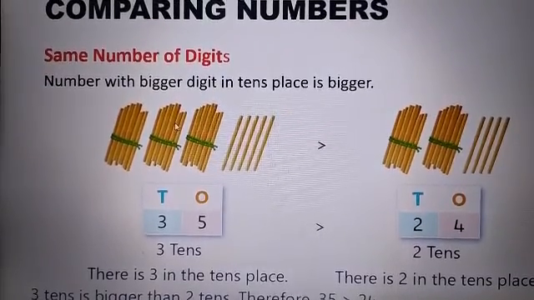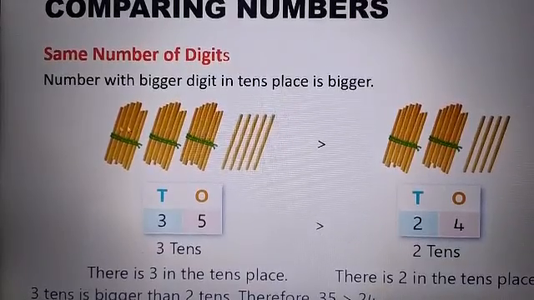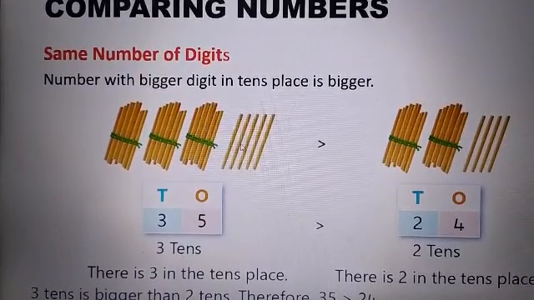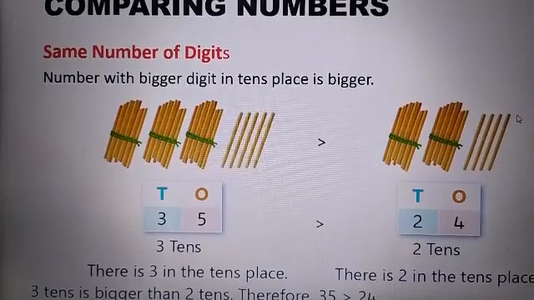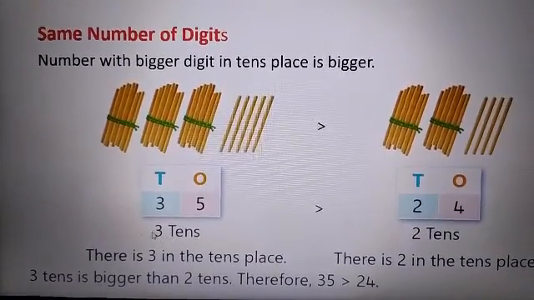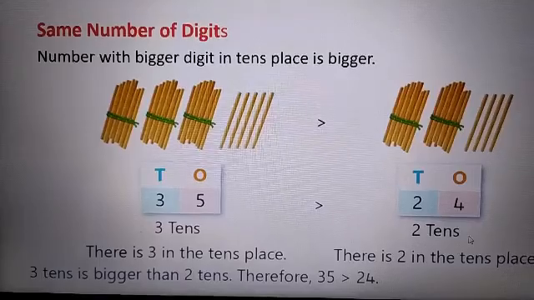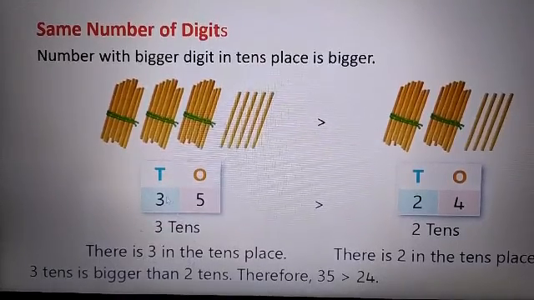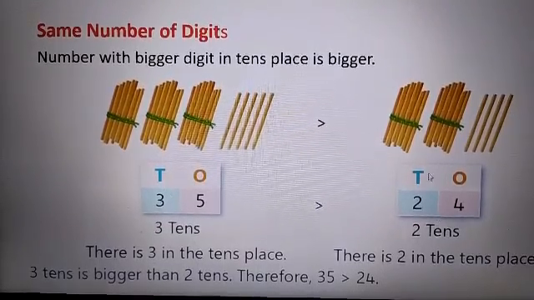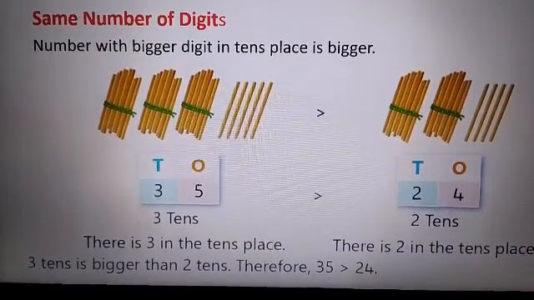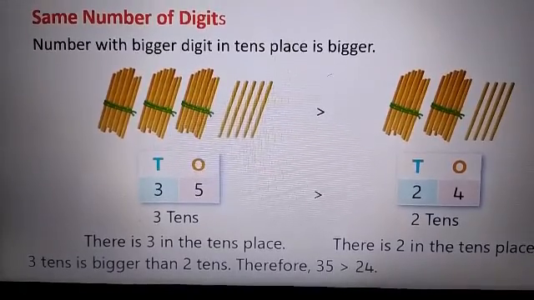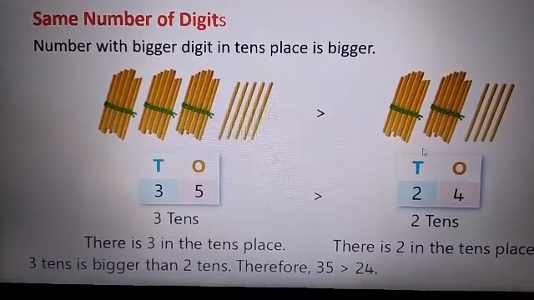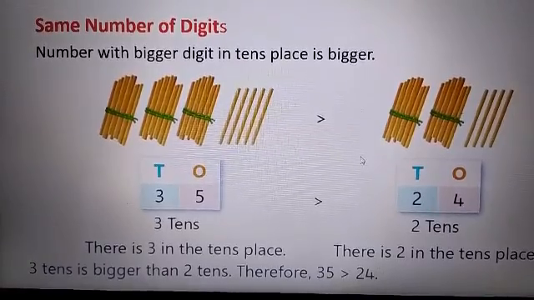Let us see how. Now 1, 2, 3. 3 tens. And how many ones? 1, 2, 3, 4, 5. 5 ones. And here it is 2 tens. 1, 2 tens. And 1, 2, 3, 4. Here you have 3 tens and here you have 2 tens. There are 3 tens in the tens place and 2 tens in the tens place. 3 is bigger than 2. Therefore, 35 is greater than 24.